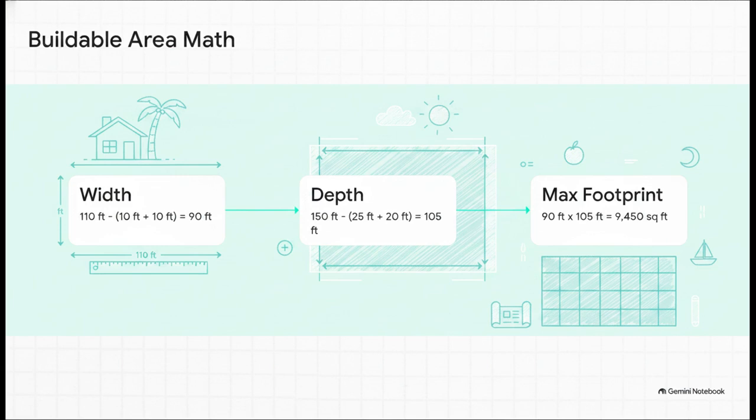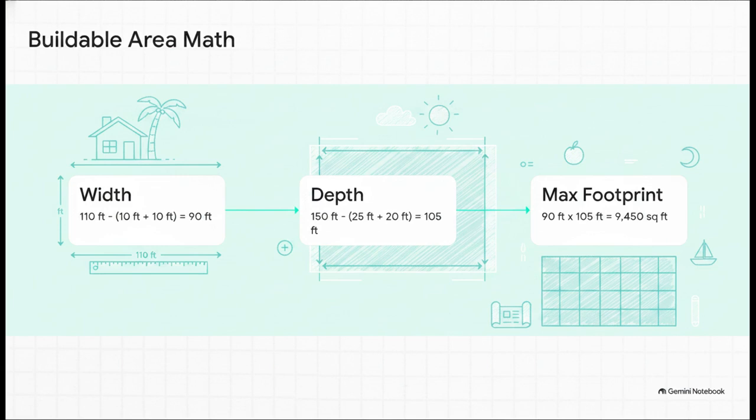First, calculate the buildable width. Take the 110-foot total width and subtract both the left and right side setbacks. So, minus 20 feet, leaving you with 90 feet. Next, calculate buildable depth. Take the 150-foot depth and subtract the 25-foot front and 20-foot rear setbacks. Minus 45 feet, leaving 105 feet.